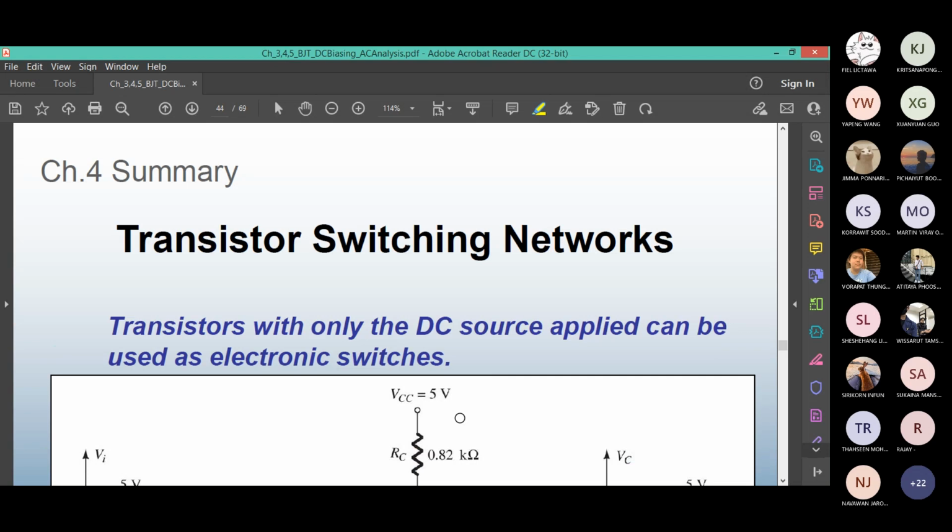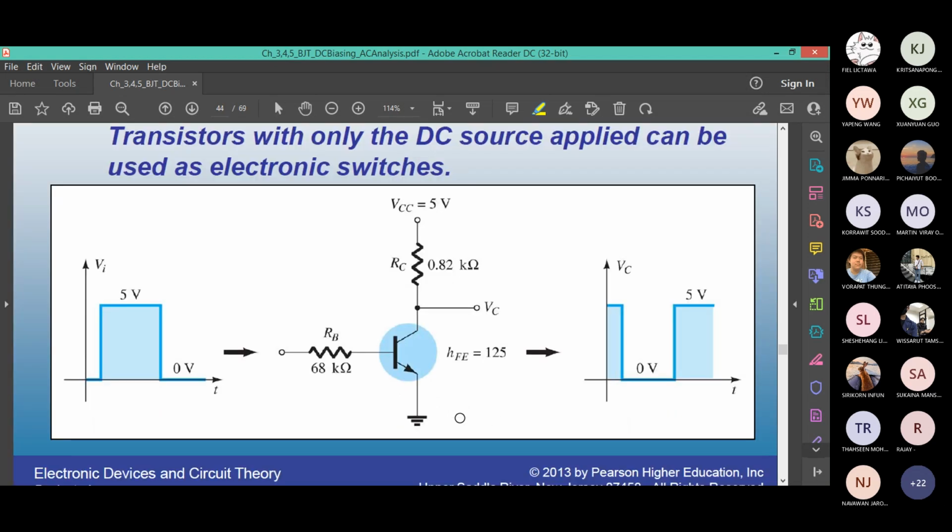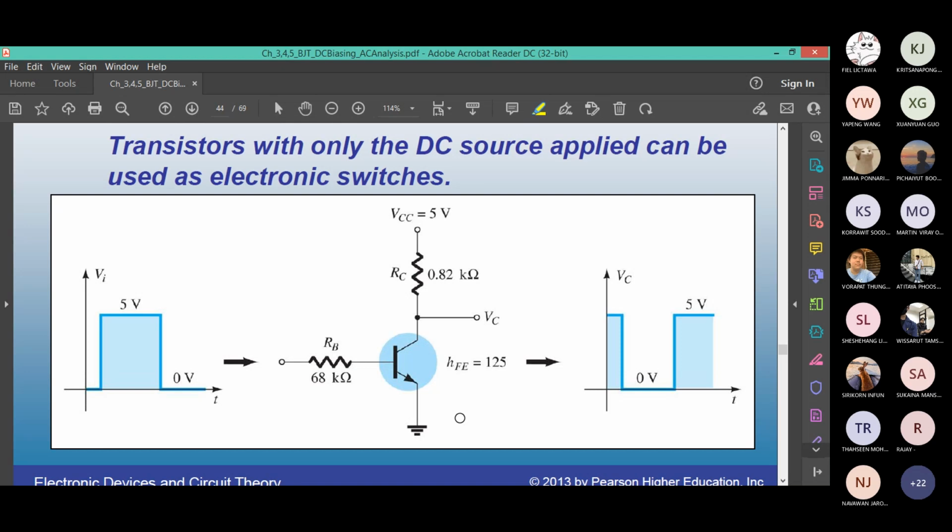Maybe we do the example today, but maybe on the next day for the collector feedback. But many semesters I missed this part, the transistor switching circuit, and then the AND OR gate. So for this semester, let me teach you this one.